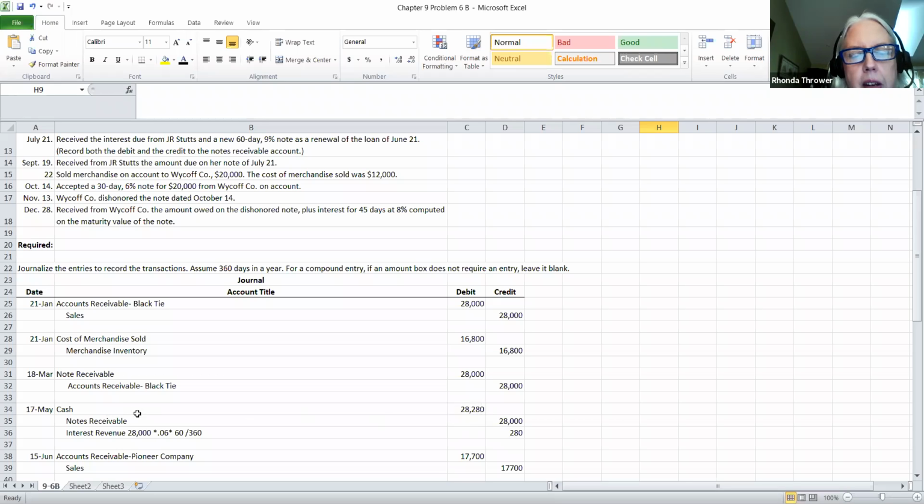We are receiving cash for the note, the payment of the note, and the interest with that. So the face amount of the note, which is $28,000, plus $280, gives you the maturity value of the note, which is the cash that we are receiving from that customer.